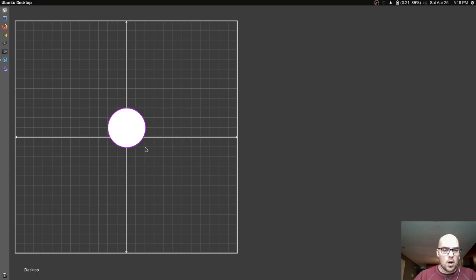Should we make a nice little small guy like that? Yeah, let's make it nice and small. Give me the equation of that circle.